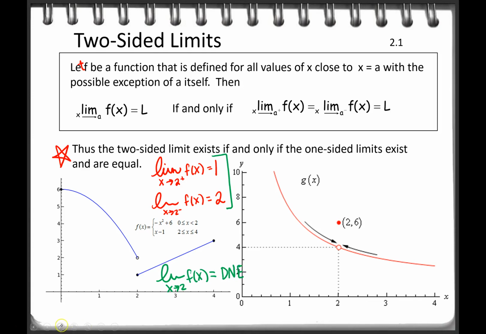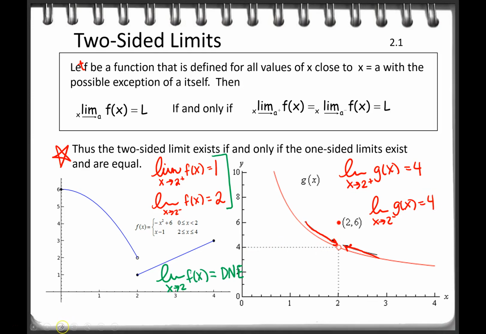Now let's try the next one. Let's try the limit as x approaches 2 from the right of, this time, g of x. See how we're at g of x there? And then I also want to know what's the limit as x approaches 2 from the left of g of x. Okay, well, as we're approaching from the right, you can see the arrows right here, my y value is 4. And as I'm approaching from the left, my y value is, again, 4.